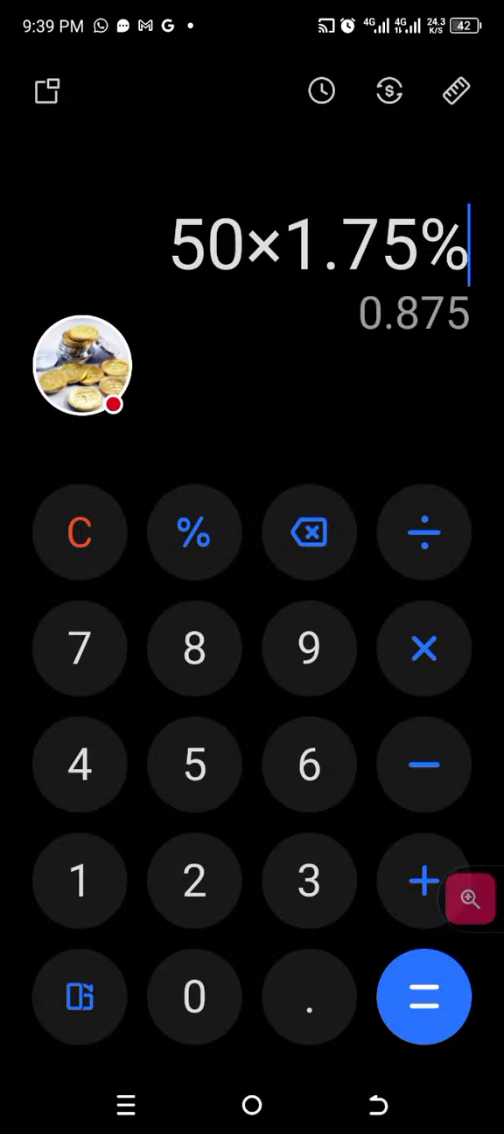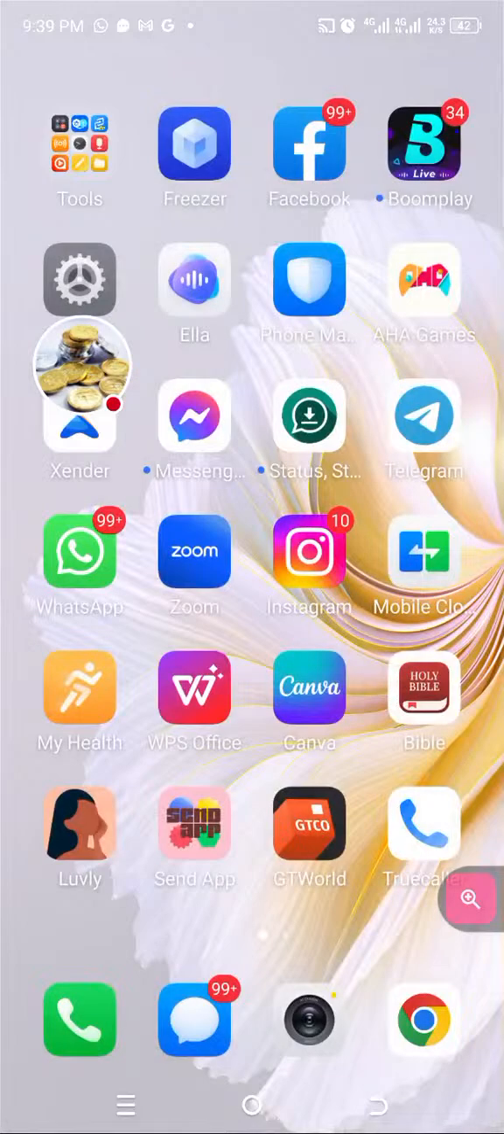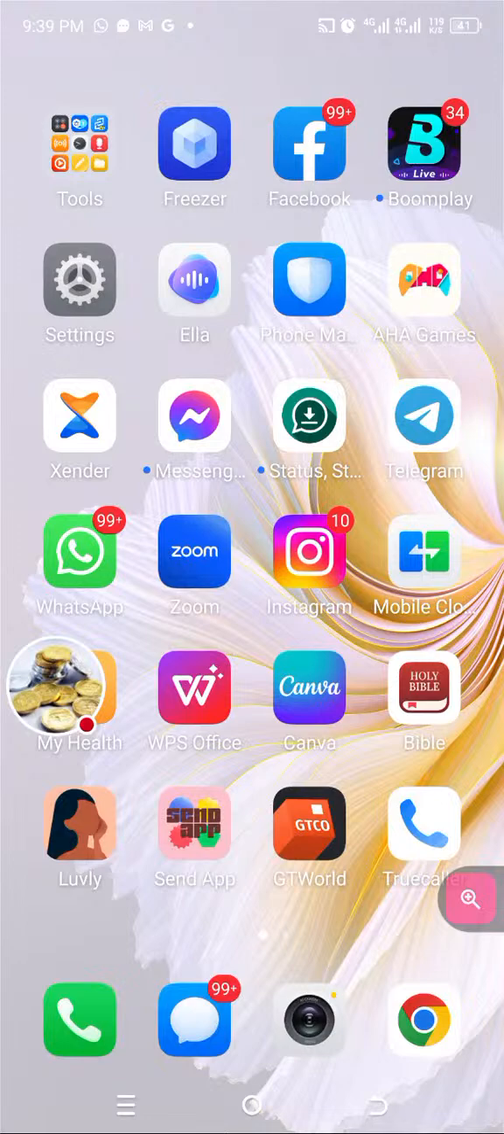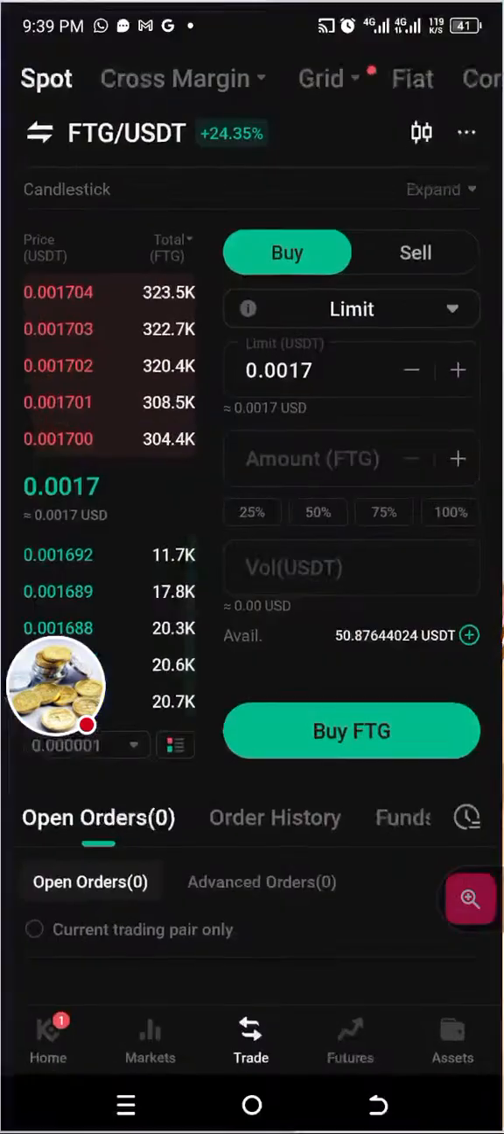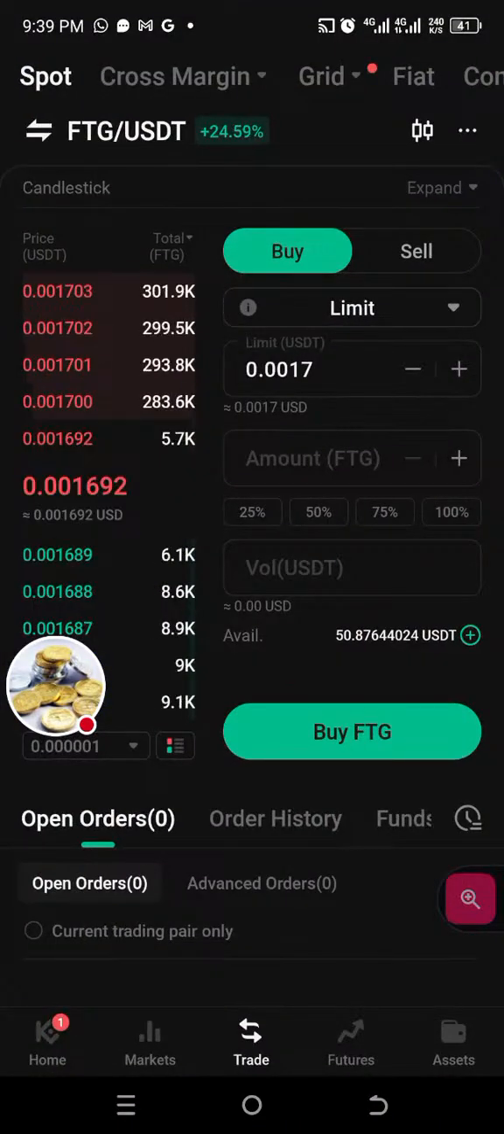You can see we got 87 cents in our KuCoin. Beautiful. In KuCoin, we made 87 cents. That was 1.75% profit. Delicious. Good. So that's FTG/USDT. Now let's go back and check.